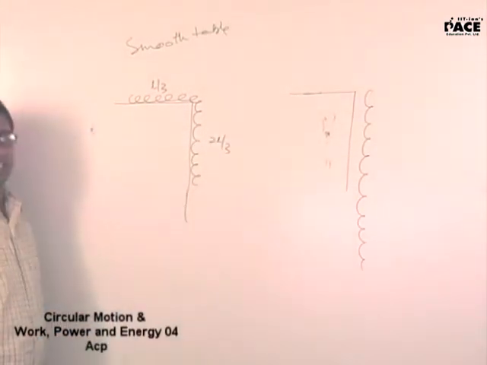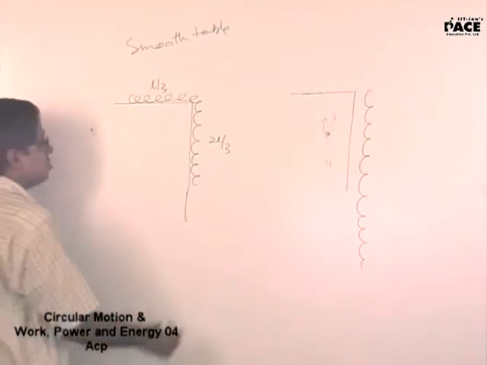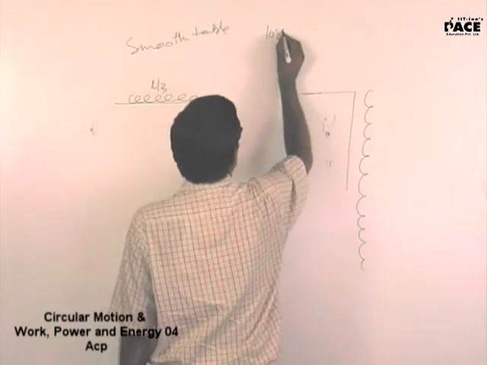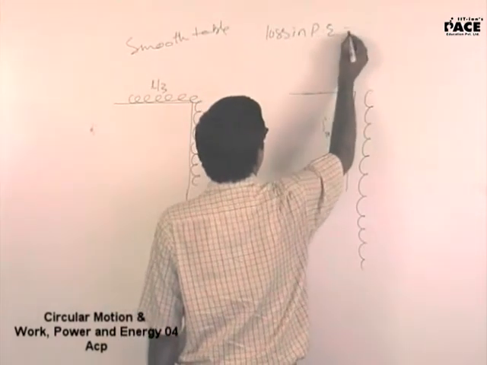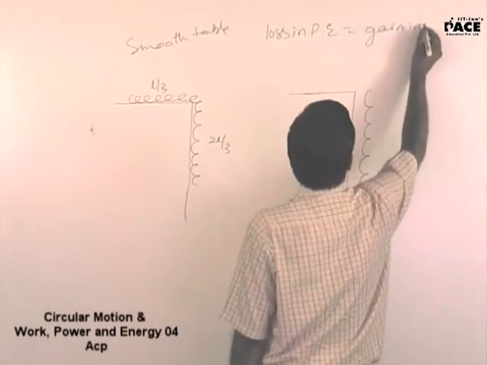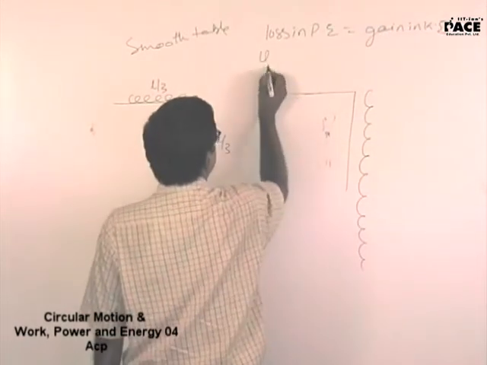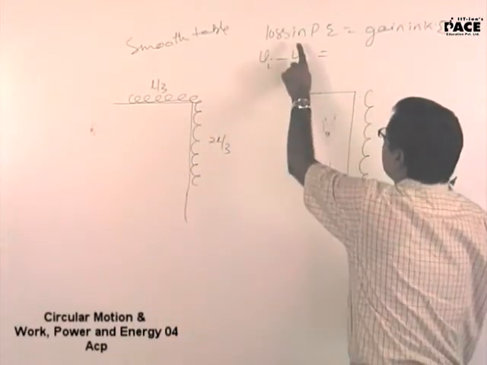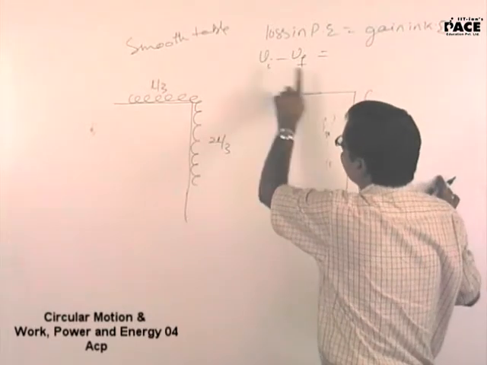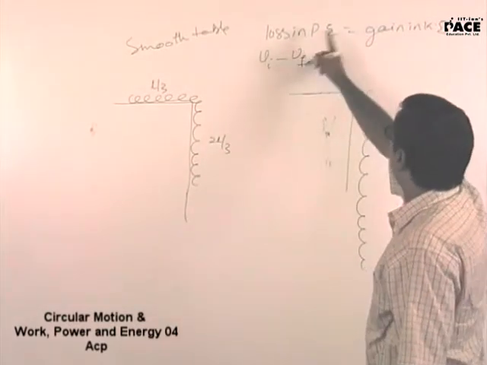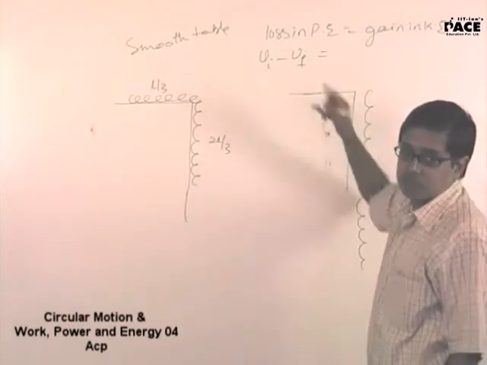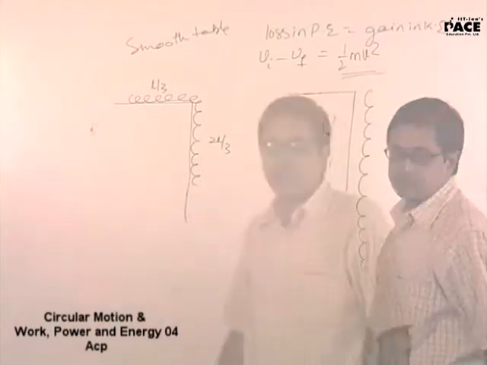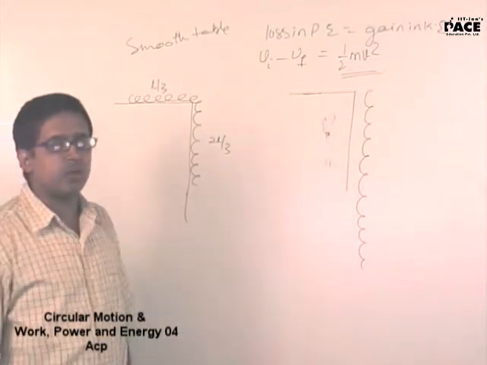What is the kinetic energy of the chain? Obviously the concept is that loss in potential energy will be equal to gain in kinetic energy. Loss in potential energy is U initial minus U final; only then can I call it loss. Generally when I put delta U, it means U final minus U initial, but here loss is equal to gain. Hence U initial minus U final should be equal to half m V square.